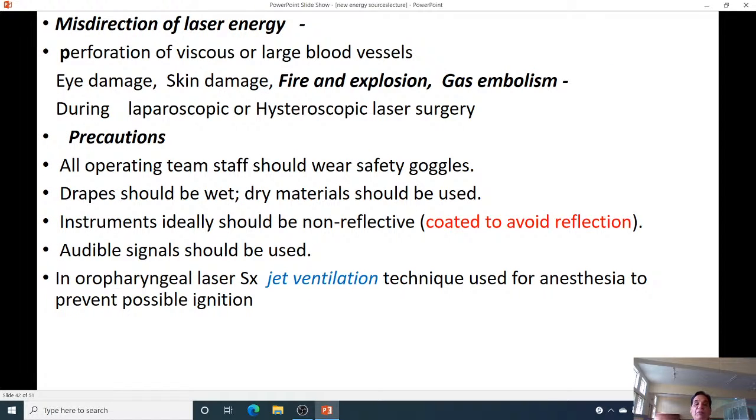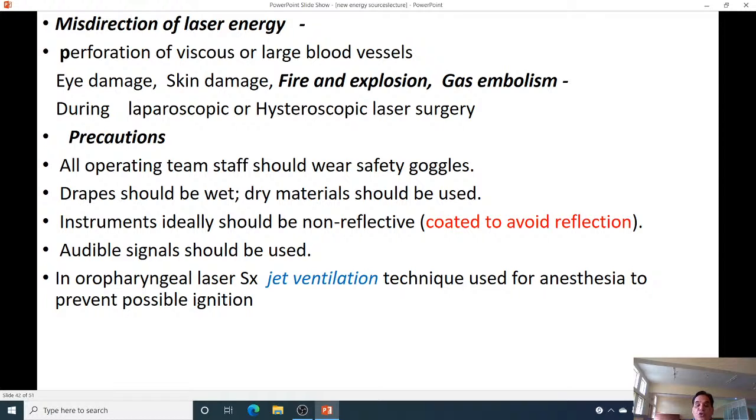What are the drawbacks? Misdirection. If you use your laser in misdirection, it can cause fire, gas embolism. It has occurred during laparoscopic surgery. Skin damage can occur, and most important, eye damage. So, what are the precautions? All operating team or staff must wear safety goggles. Remember, equally important, drapes should be wet. Dry material should not be used with laser. Always it should be wet.